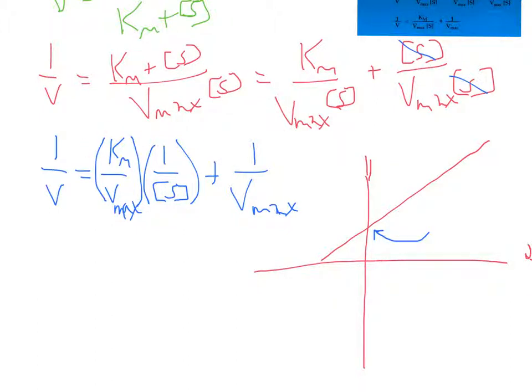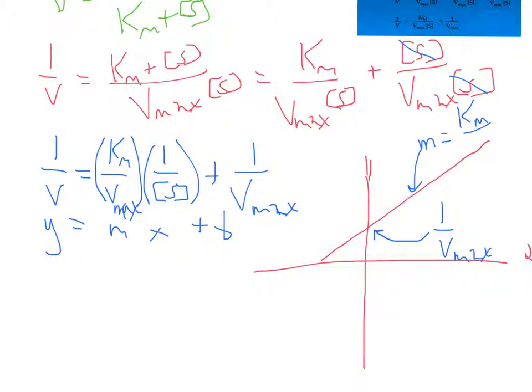See, people get lost in the fact that there just seems to be lots of letters, but remember, it's just what's the definition of a line? Y is equal to mx plus b, and so therefore, what's going to be the y-intercept here? It's 1 over Vmax. What's going to be the slope? It's Km over Vmax, which is the inverse of the catalytic function.